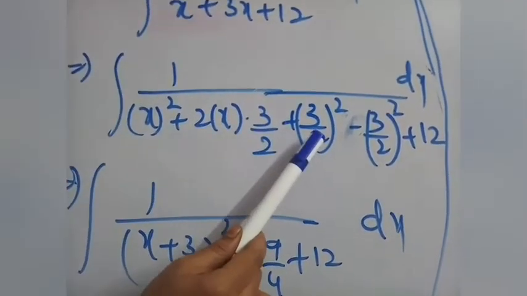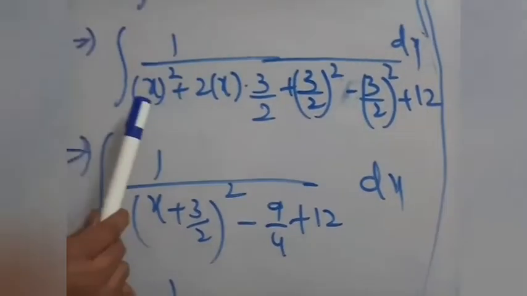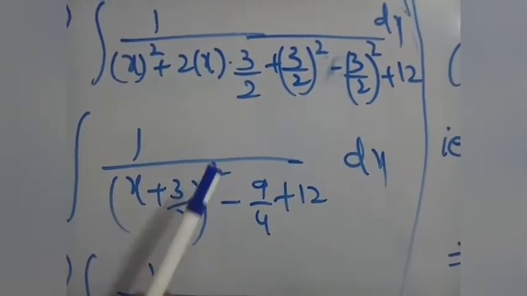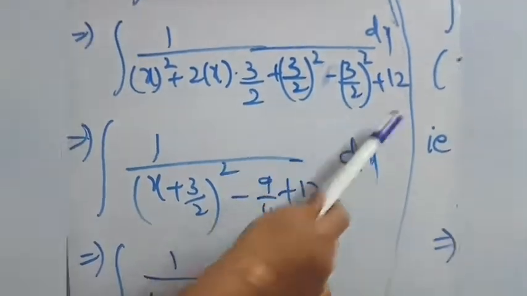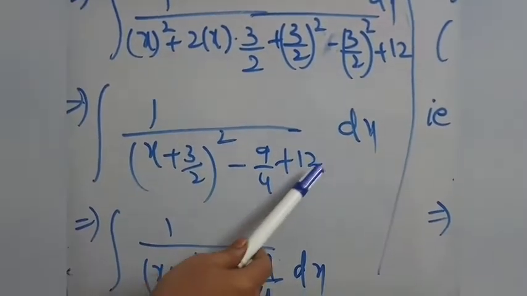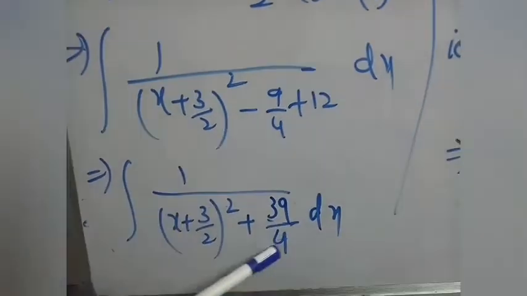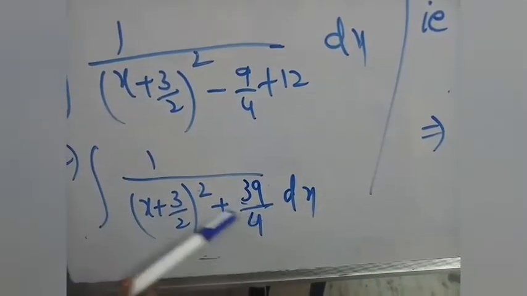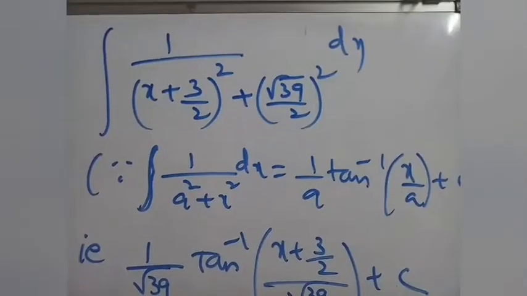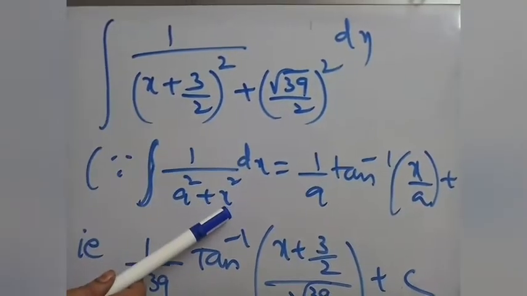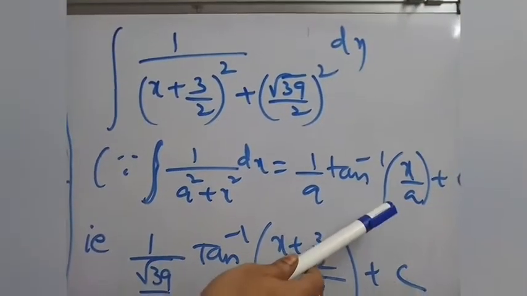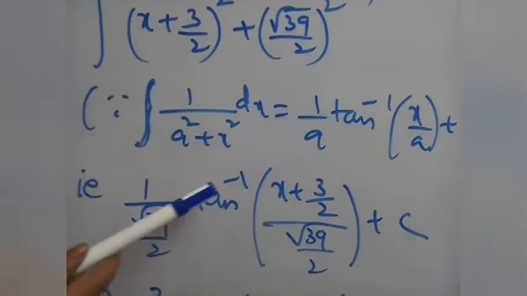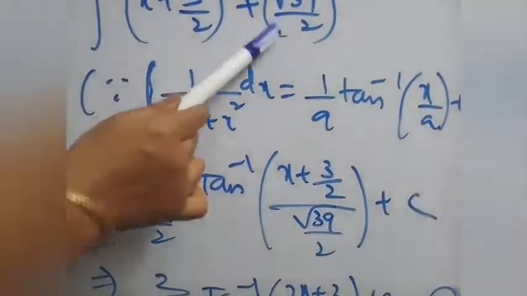So now we are adding and subtracting b square term. Now it is in the form of a square plus 2ab plus b square, that is (a plus b) whole square, minus 9 by 4 plus 12. Take the LCM, then 48 minus 9, that is 39 by 4 here. Now it is in the form of 1 by (a square plus x square). Now 1 by (a square plus x square) is nothing but 1 by a tan inverse x by a plus c. So 1 by a means root 39 by 2 tan inverse x by a.